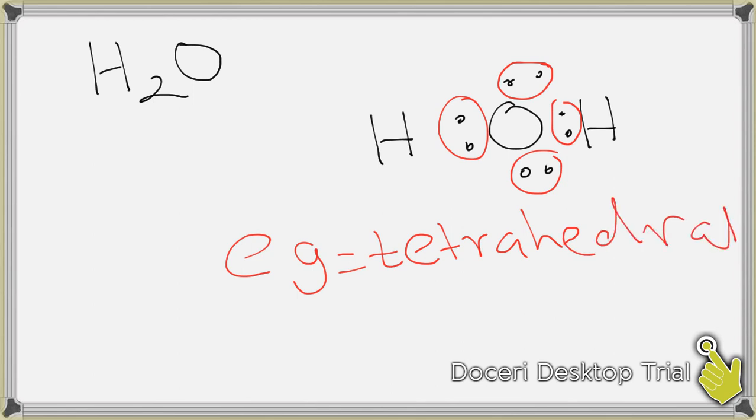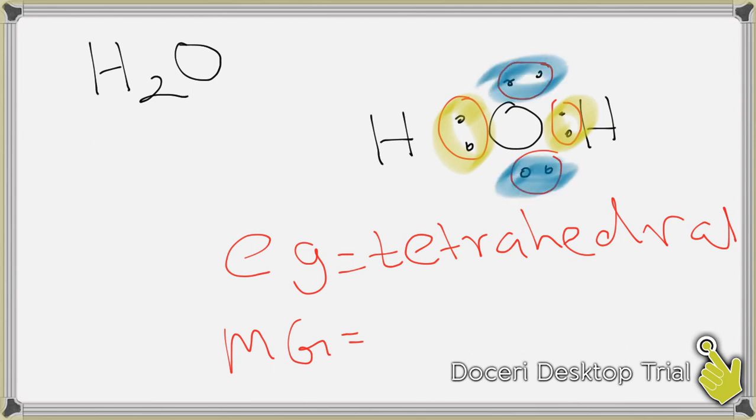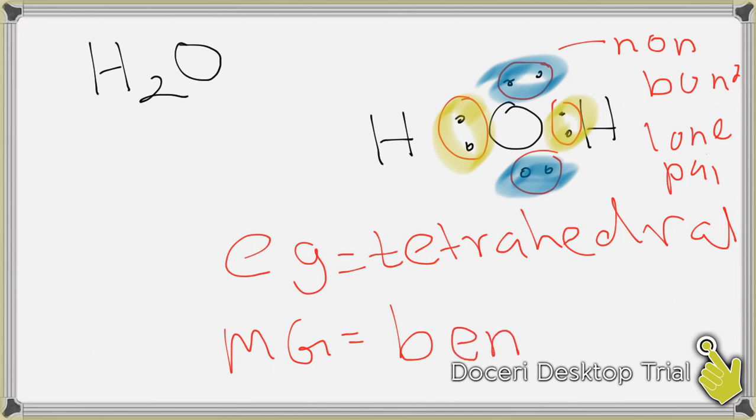But molecular geometry is not. For molecular geometry, you look at how many electron groups are bonding and non-bonding. These 2 are bonding. And similarly, let me take another color for you. Okay, and then these are non-bonding, or else lone pairs. So then we call it, okay, molecular geometry is bent. So that is electron geometry, and this is molecular geometry.